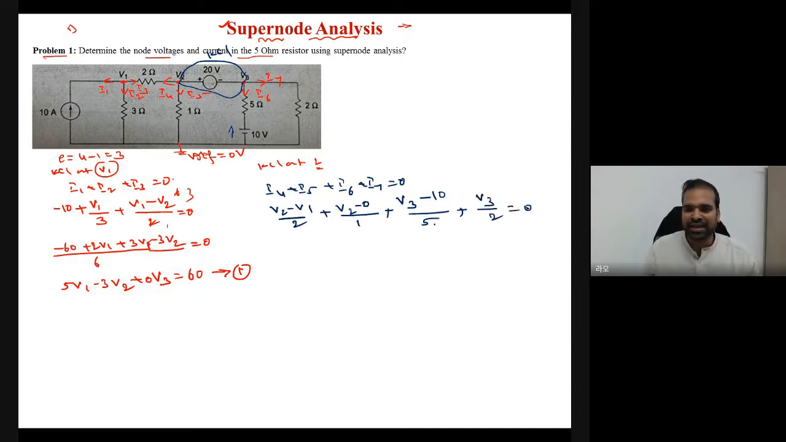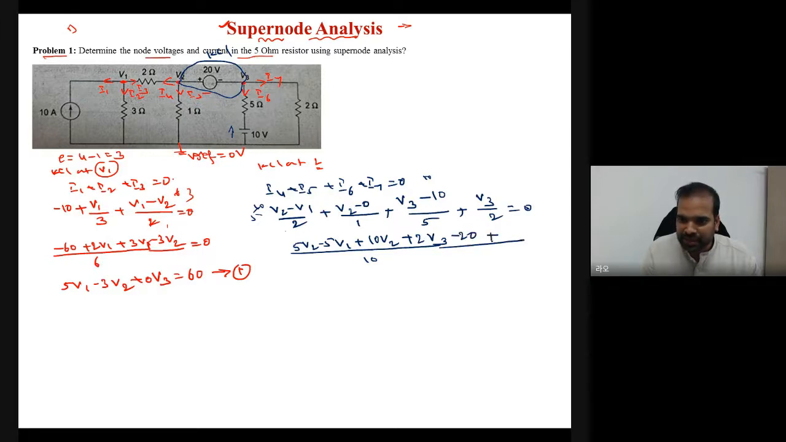Now you need to do the LCM in order to make V1, V2, V3 terms. Okay, 5 into 2, 10. Therefore, if I write 10 here, 2 ones and 2 fives, therefore 5V2 minus 5V1. So this is what? 10V2 minus, if I write 10 here, 5 ones and 5 twos, therefore 2V3. Okay, this is 2V3 and minus 20. So plus, if I write 10 here, what happened? 2 ones and 2 fives, therefore this is 5V3 equal to 0.